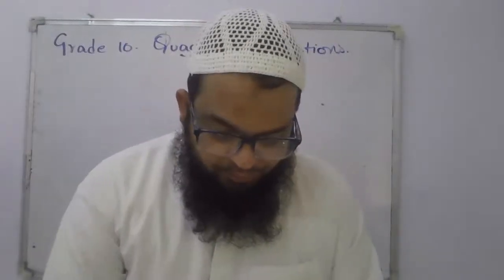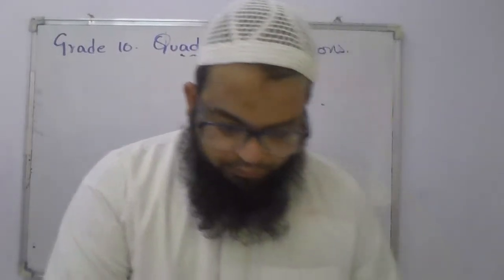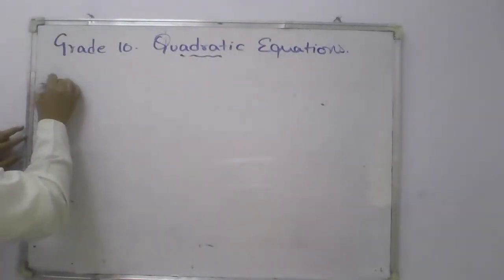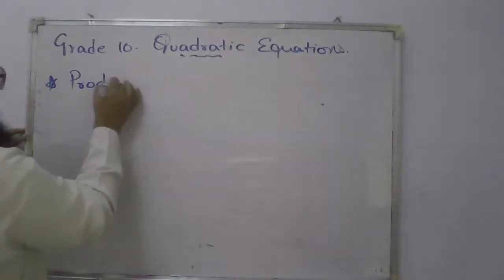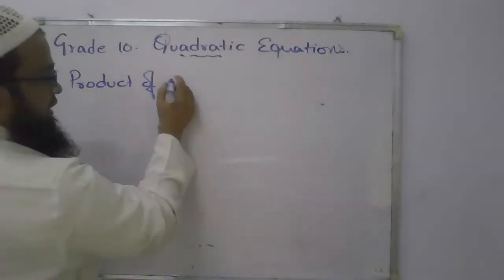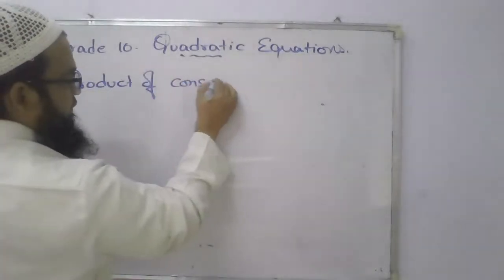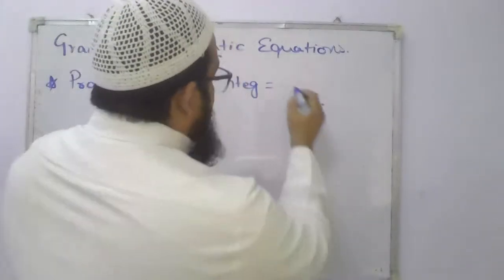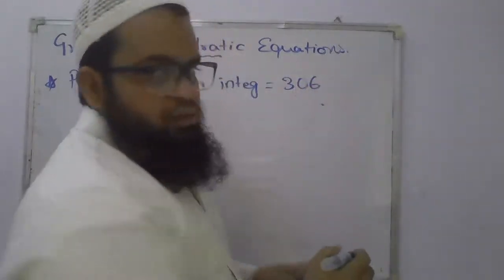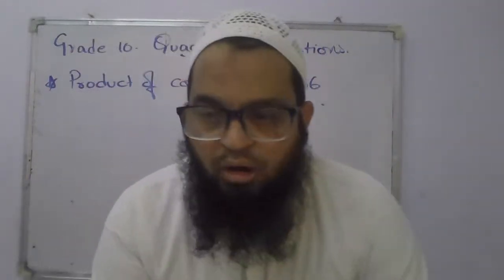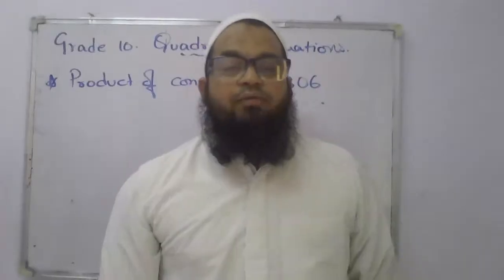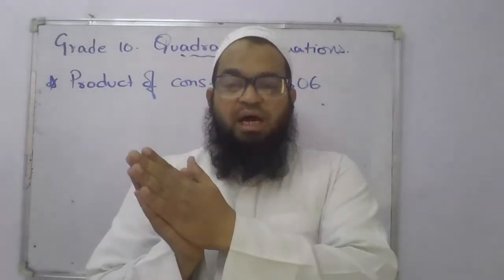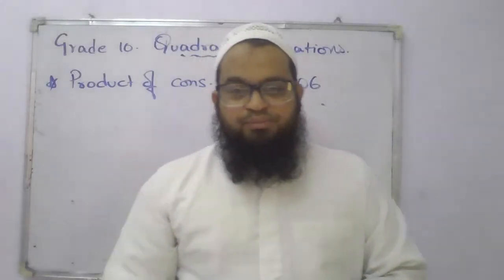And now let us see: the product of two consecutive positive integers is 306. So what is it? The product of two consecutive integers is equal to 306. See, this is important: consecutive integers. Okay. So try to understand here the meaning of consecutive integers. Consecutive means the numbers which come one after the other. Understood? One after the other.